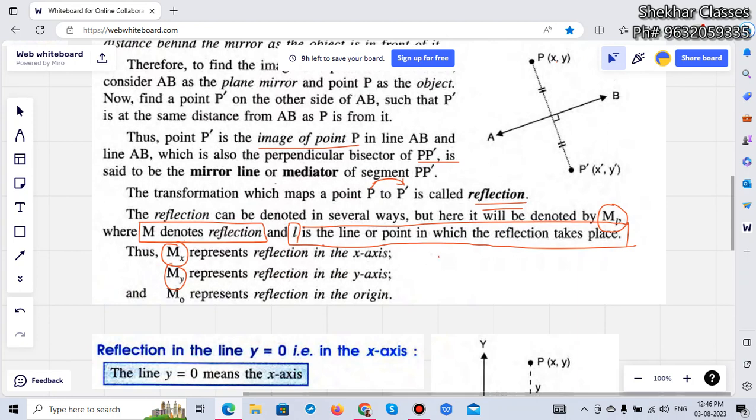In that case, x-axis is a mirror. X-axis is a mirror. If the reflection takes place in y-axis, then y-axis is a mirror. If the reflection takes place in origin, then origin is the mirror in it.